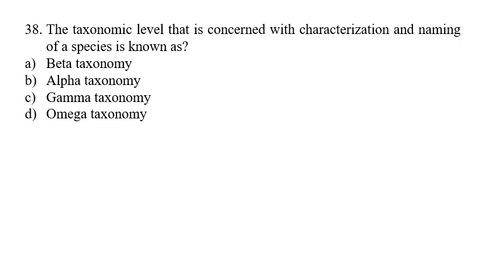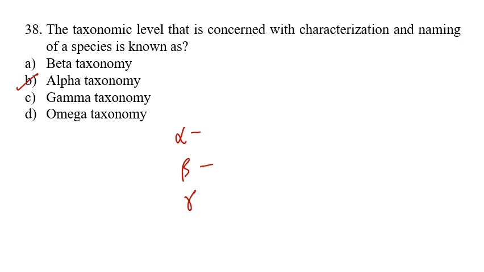The taxonomic level that is concerned with the characterization and naming of a species is known as. Okay. So basically there are three levels of taxonomy: alpha, beta and gamma. Okay. So alpha taxonomy is the level of taxonomy by which species are characterized and naming of the species is done. So for this option, option B would be correct.